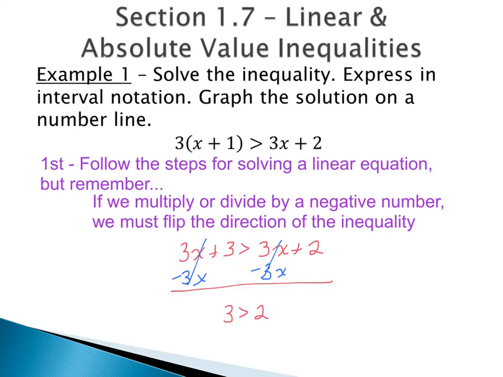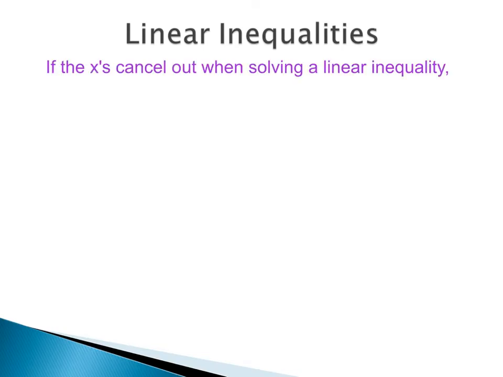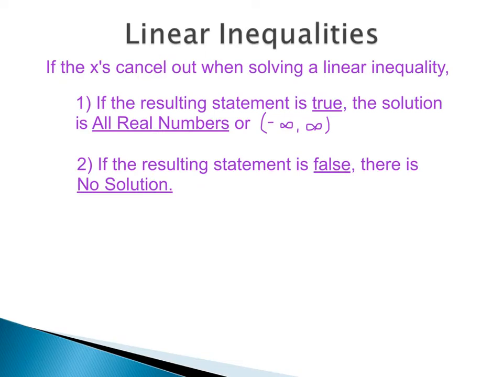So when our x's cancel out, then we have to think about what happened when we had our linear equations and our x's canceled out. We had 2 unique situations based off of the statement that we were left with, and this is going to be true for linear inequalities as well. So if our x's cancel out, we look at the resulting statement. If the resulting statement is true, then the solution would be all real numbers, or negative infinity to positive infinity when we write it in interval notation. If the resulting statement that we have is false, then there's no solution, or we would have the empty set.